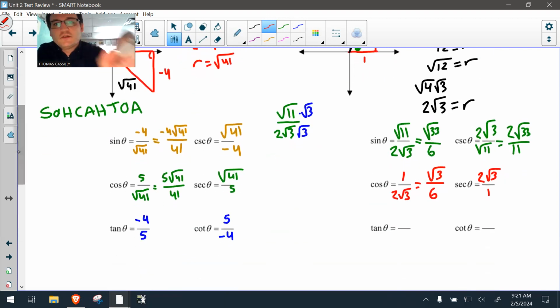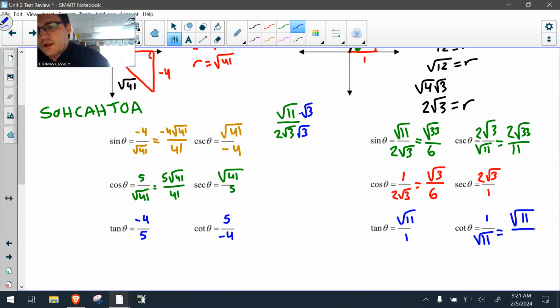Then the tangent is the square root of 11, opposite over adjacent. That one's fixed. It's done. Good to go. Cotangent, 1 over square root of 11. Fixing that gives us radical 11 over a normal 11.